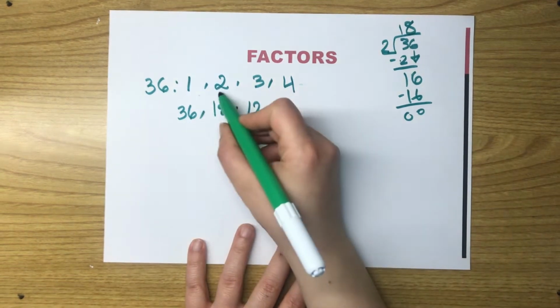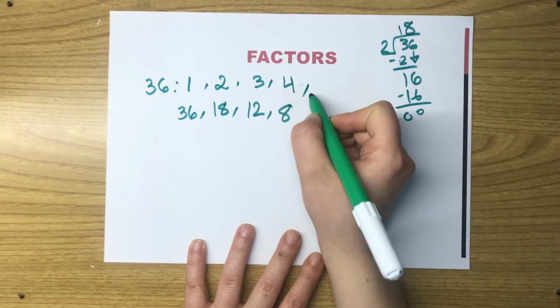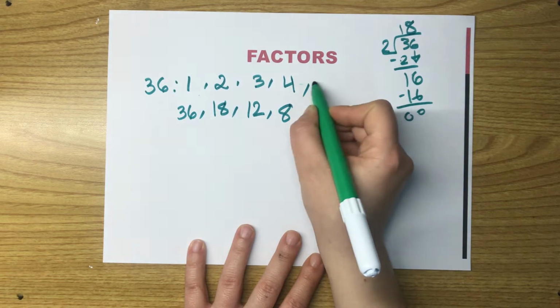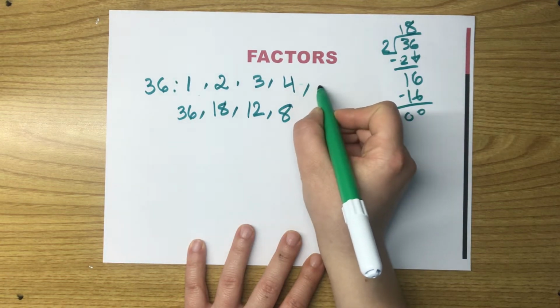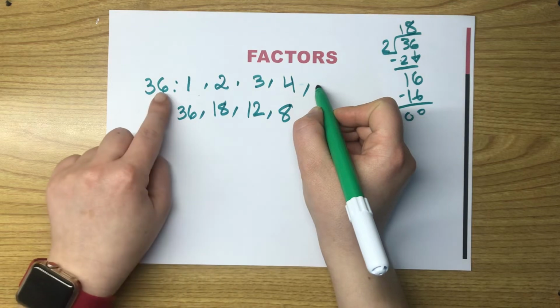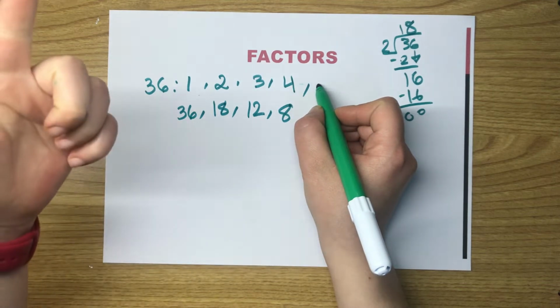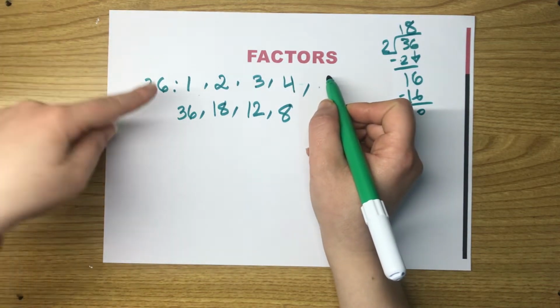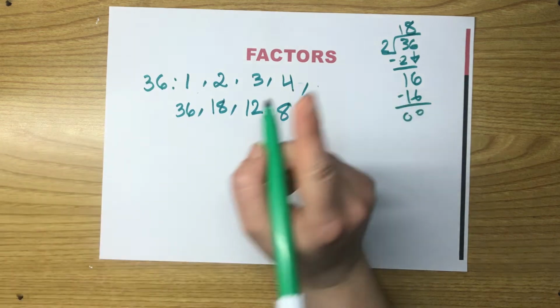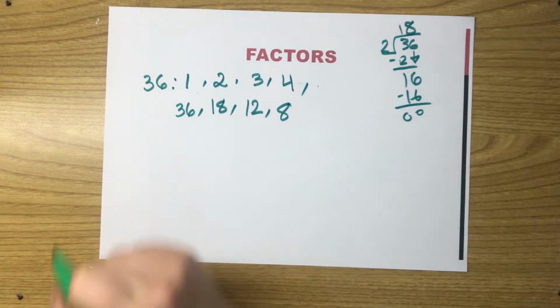Okay, 1, 2, 3, 4. Can we try 5? No, because this number starts with 6, not with 0 or 5, so 5 cannot divide 36. So 5 is not a factor of 36.